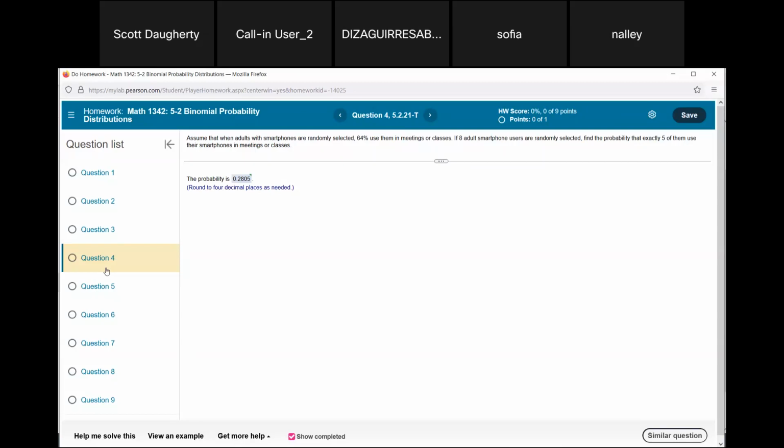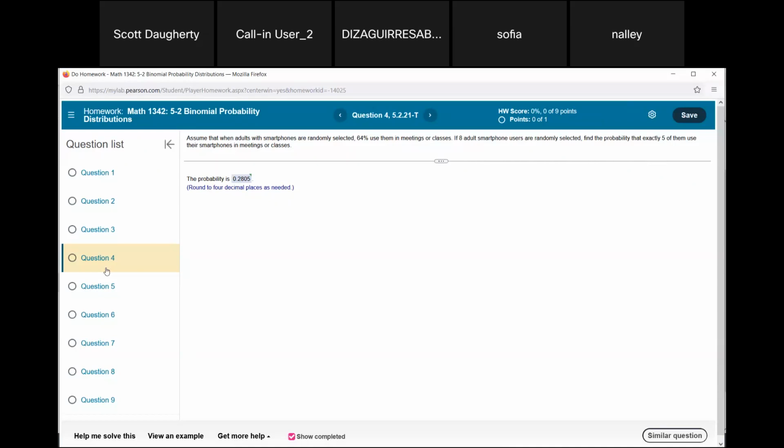So the first thing is we have to have a fixed number of trials. So every time you do this, you would have to randomly pick 8 people to be in your survey. As long as that remains fixed, that satisfies condition 1. The second one is the probability of success or failure would have to remain the same every time you run a trial. So that's the 64%. There's a 64% chance that when you pick a person, they'll say that they use their smartphones during meetings or classes. That's a fact about the population. So that remains fixed.